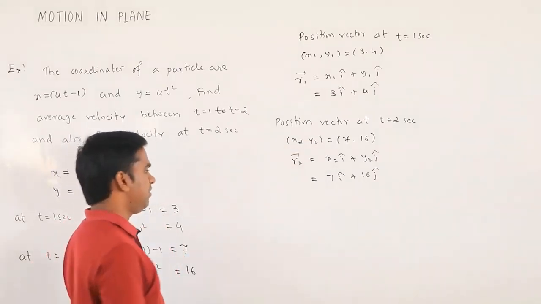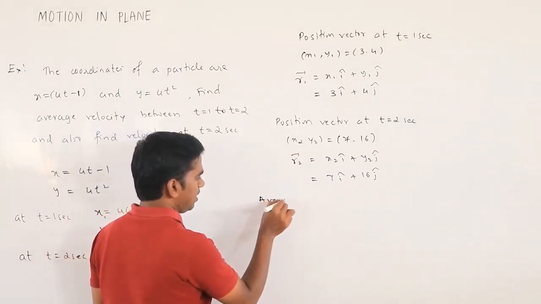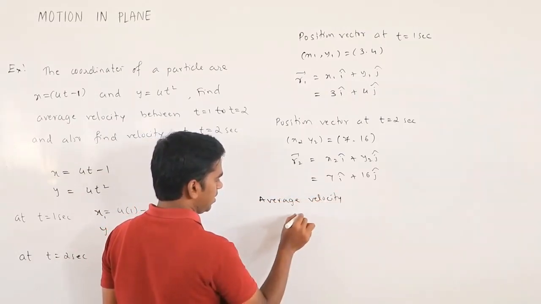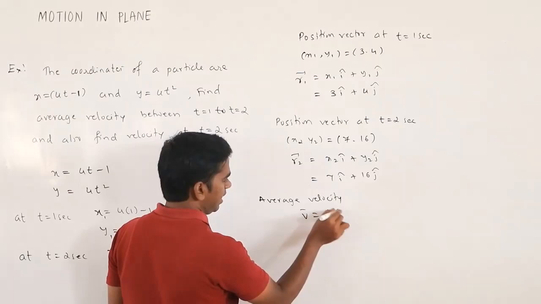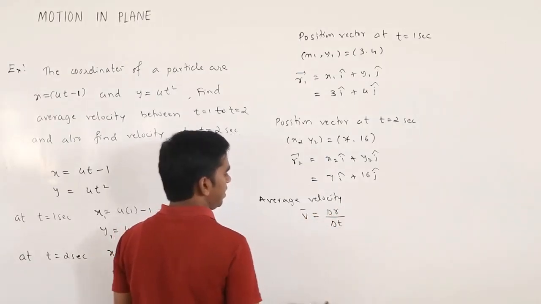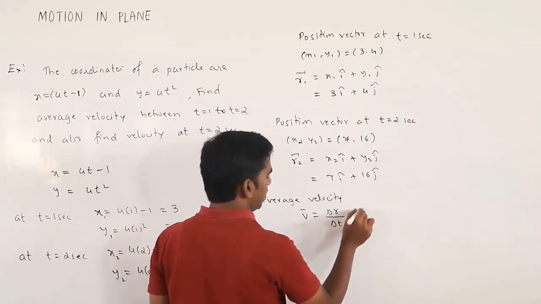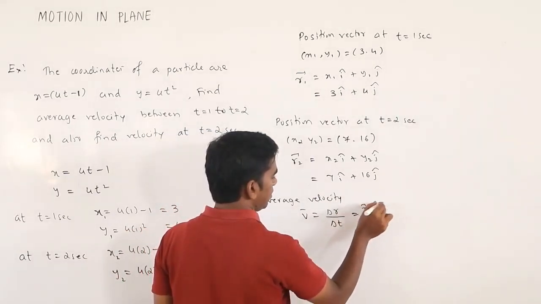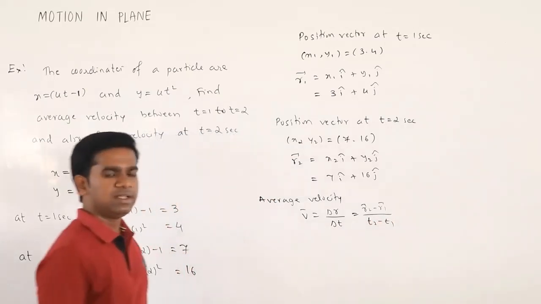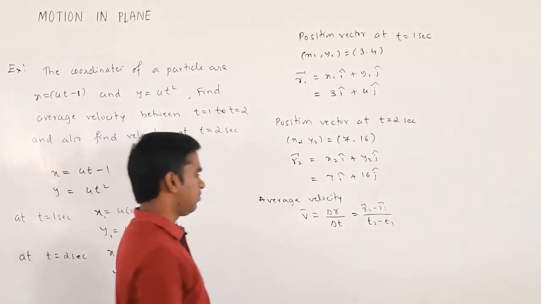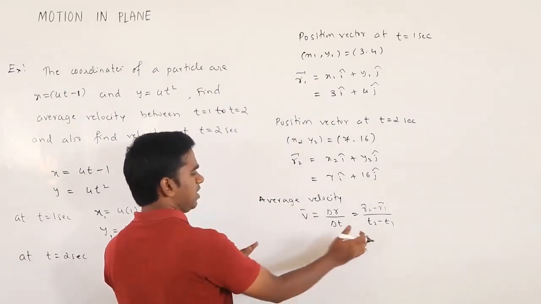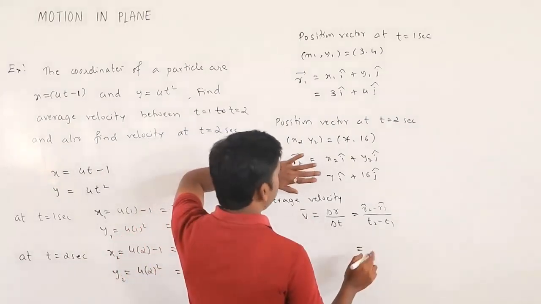Then now we can find average velocity. Average velocity is nothing but v bar equals delta r divided by delta t. Okay, so what is delta r? Delta r is nothing but r2 minus r1, divided by t2 minus t1. So what is r2 minus r1? You can find it separately or you can write it here also.